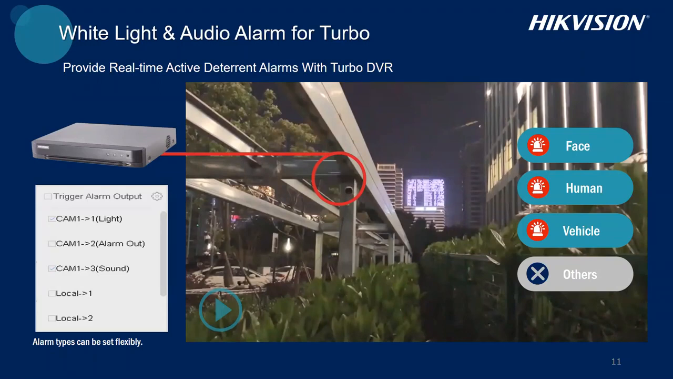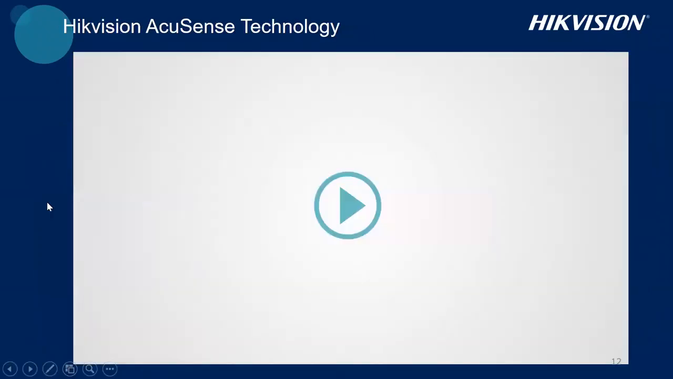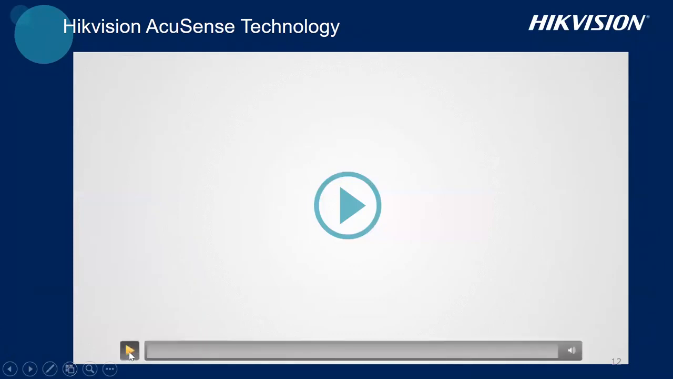So the siren won't sound and the lights won't illuminate unless both the PIR that's built into the Turbo X and the motion detection within the recorder agree that something has entered the scene. So it's like a double knock situation that's set up. I'll just play this video for you here.